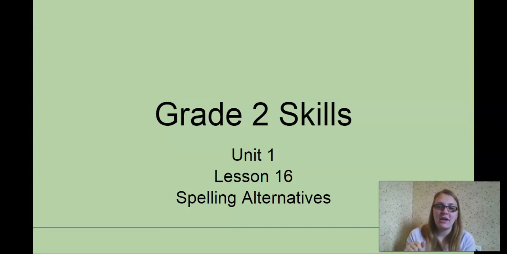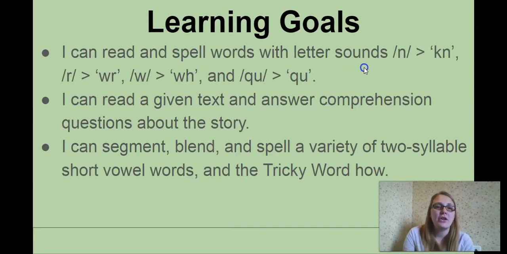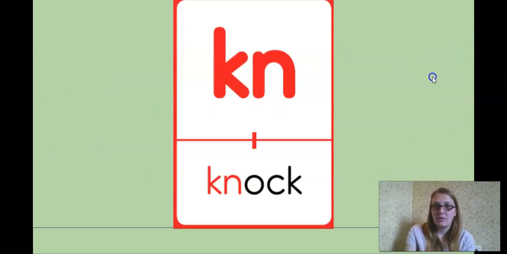We're on Unit 1, Lesson 16, Spelling Alternatives. Our learning goals for today: to be able to read and spell words with the letter sounds n, w, and qu. We're going to read a given text and answer comprehension questions about the story. And then segment, blend, and spell a variety of 2-syllable, short vowel words and the tricky word how.